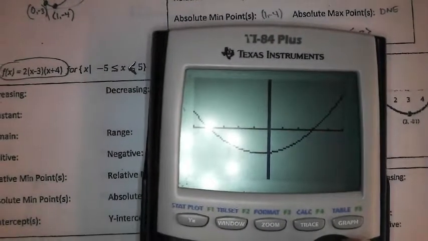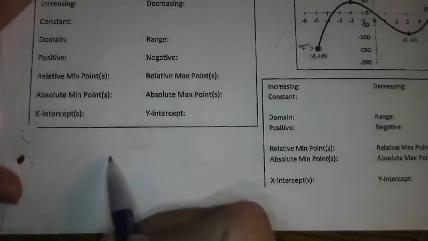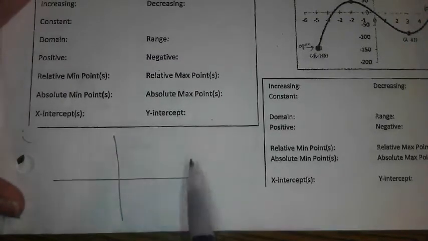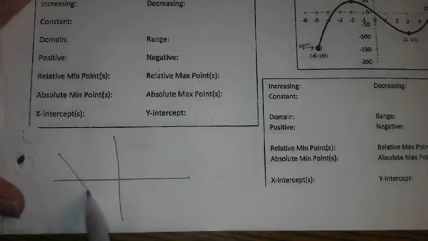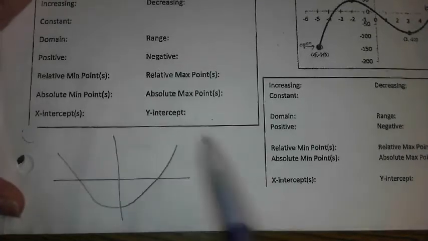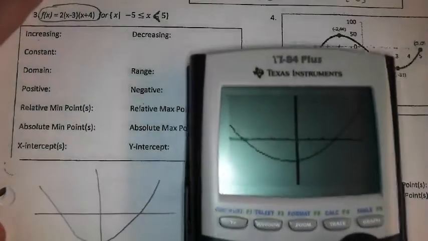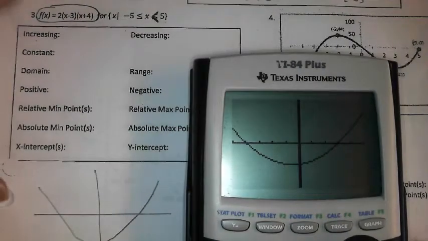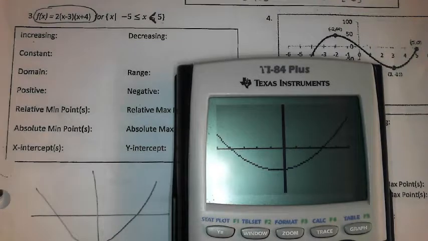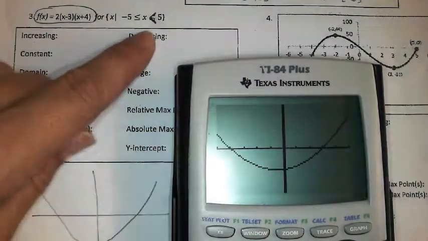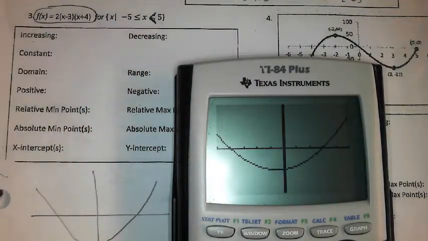So this is what I'm going to sketch on my paper. Down below here, it kind of looks like this. Now I'm not going to put arrows on the end of this one, because it really wanted my graph to stop. It gave me that limited domain.